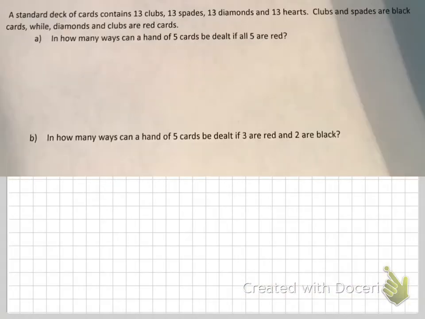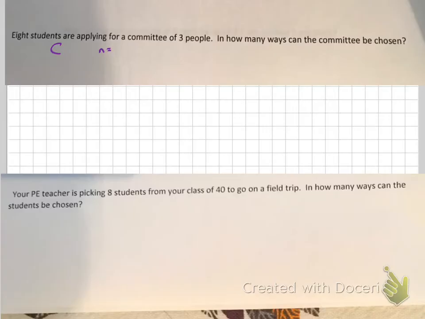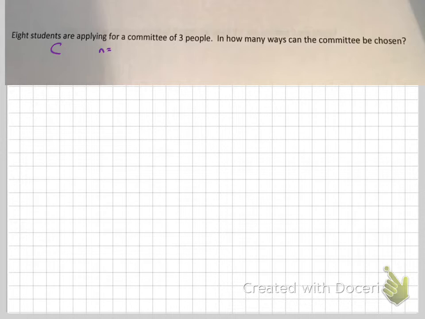We are choosing from 8 people, and we are choosing 3 times. So technically this is an 8C3 or an 8 choosing 3. Our formula: 8 factorial over 8 minus 3 factorial times 3 factorial.